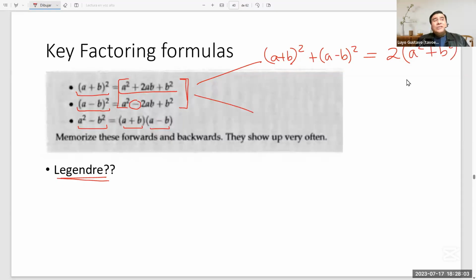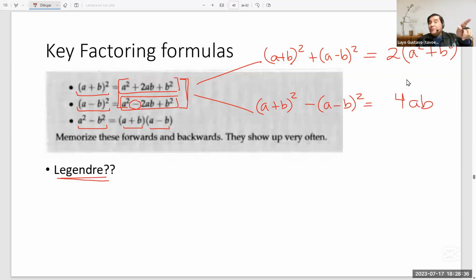But if you subtract the 2 identities of the square trinomials, the square of a plus b minus the square of a minus b, then if you change the sign of these terms and add with the trinomial above, what cancels are the squares, and the middle terms get added rather than subtracted. So you get 4 times a times b. Sometimes if you remember this by heart, you can save valuable time.